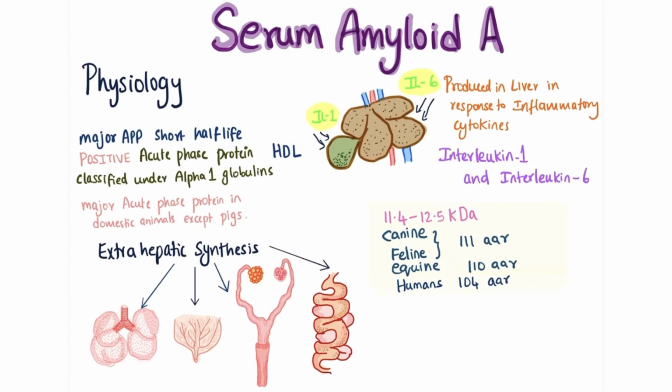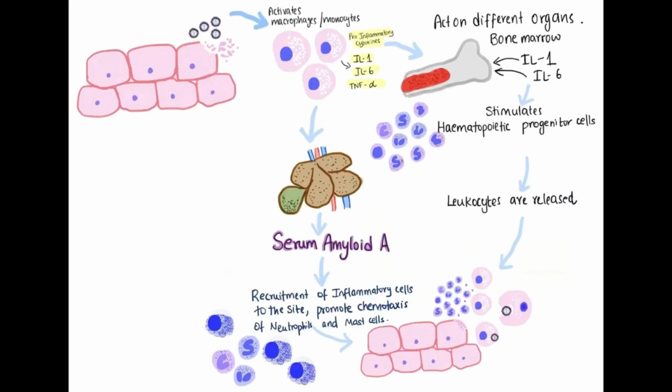Serum amyloid A is produced majorly in the liver in response to inflammatory cytokines such as interleukin 6 and interleukin 1. Extrahepatic synthesis is also documented in animals, and the organs involved are lungs, mammary gland, and uterus.